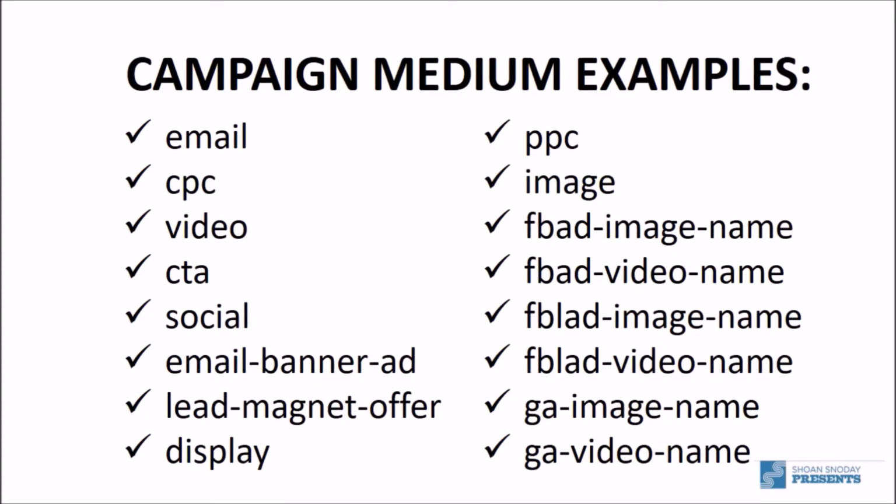Now, here are some examples of different types of mediums you can use. You can use PPC, you can use social media, you can use a banner ad, maybe a lead magnet. You might want to do some type of video or an image. All these different things are going to be mediums that you use.